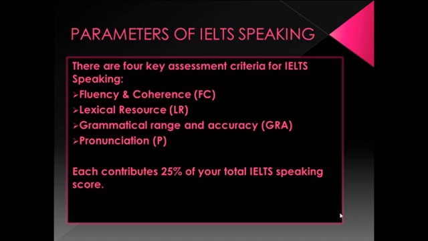Now because there are four parameters, every parameter accounts for 25% of your total IELTS speaking score. That means fluency is 25% important in your speaking criteria. You will be marked on this. 25% weightage is there for fluency and coherence, 25% for vocabulary, 25% for grammar, and 25% for pronunciation, which makes it a whole 100%, the basis on which you will be scored by the examiner for your IELTS speaking.